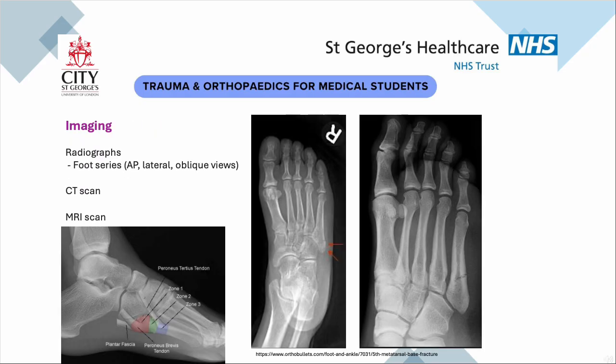Typically the imaging is of X-rays, and you can ask for a foot series, which is an AP, a lateral and an oblique view of the foot. This should show the fracture up. In chronic or uncertain cases, a CT scan is done, and very rarely MRI.